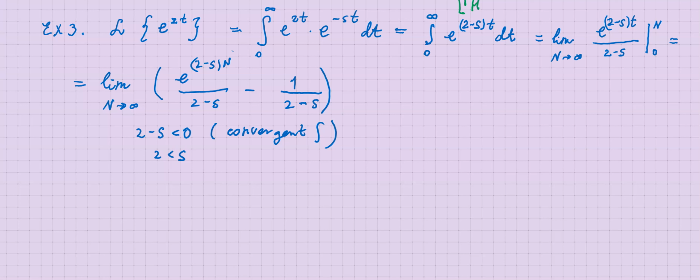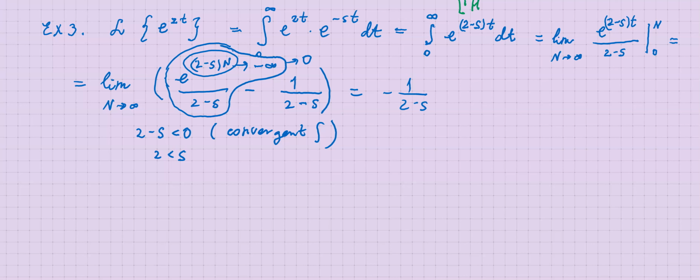So the power is negative. It goes to negative infinity, and the whole expression will go to 0, a little bit crumbled, but will go to 0. So we are going to have minus 1 over 2 minus s. I'm going to bring minus inside and write it like this, s minus 2. Well, looks very nice, right?